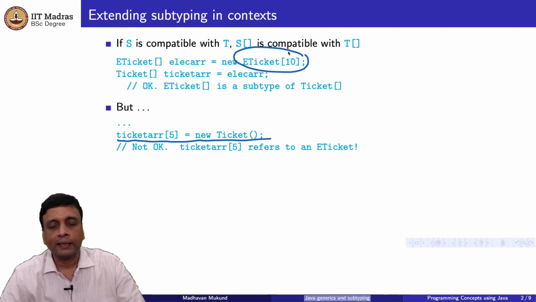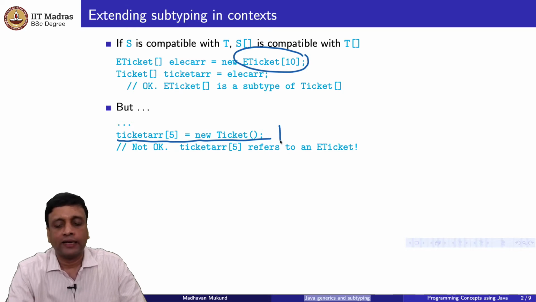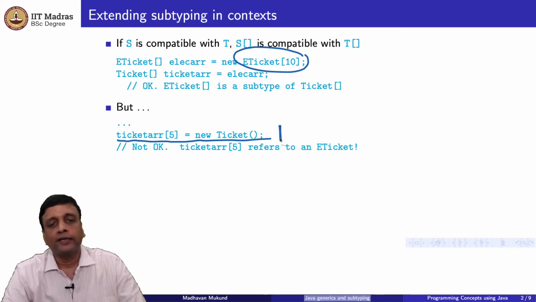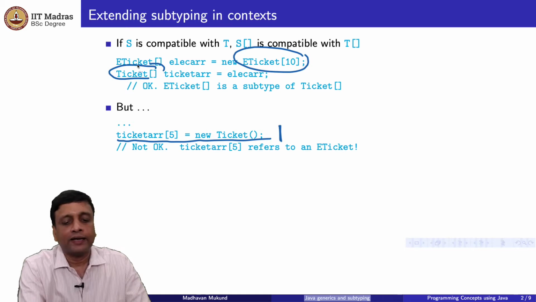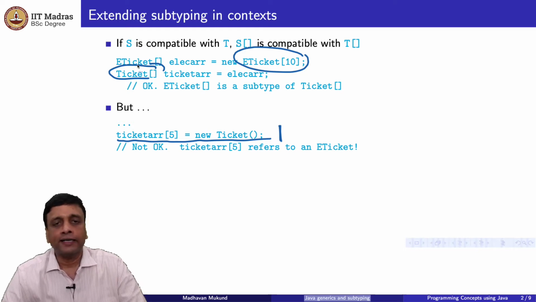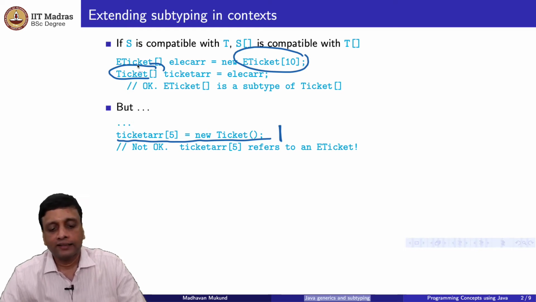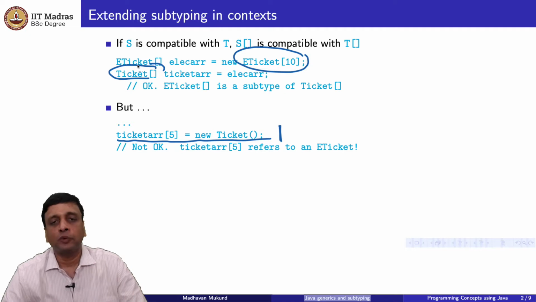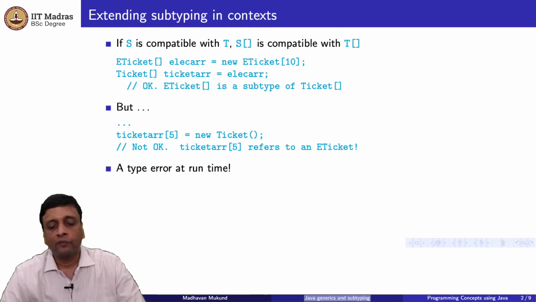But at compile time, Java has no way of checking that at this point ticket array, which is declared to be an array of type ticket, cannot take a value of type ticket in one of its positions. So the compiler will let this pass, and of course at runtime, when we find that this ticket array is actually an alias for an e-ticket array, you will get a type error. So this is the kind of situation that we really want to avoid, which is to get type errors at runtime.